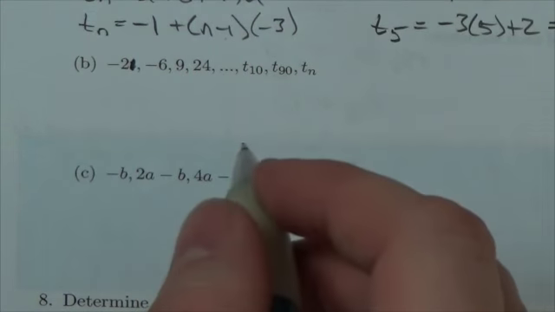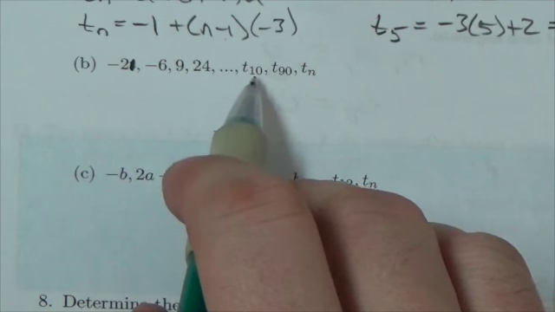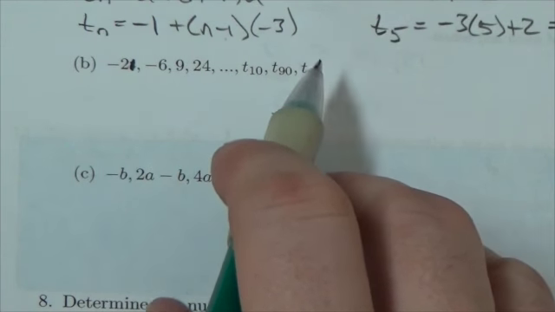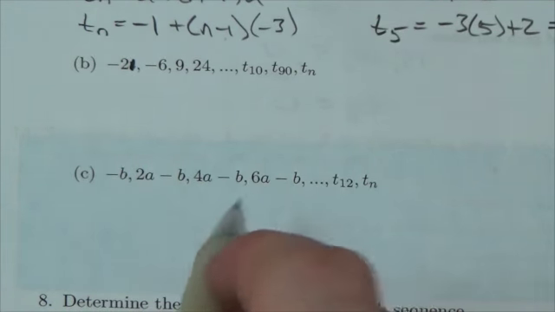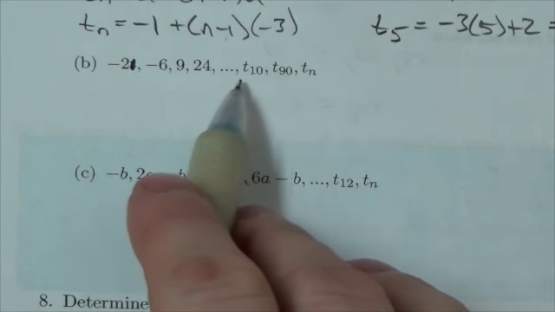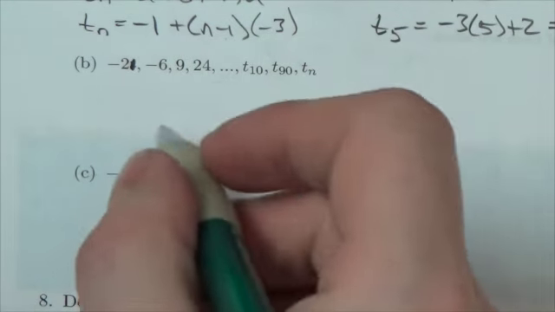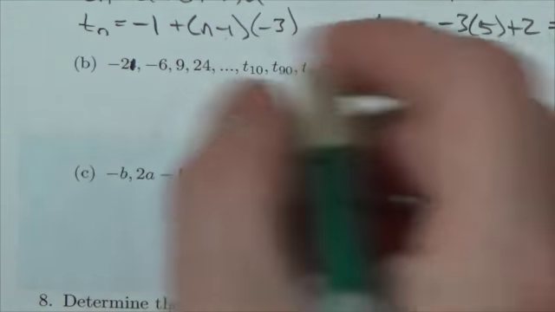All right, question 7b. We're going to determine the indicated term of the arithmetic sequence. I want to know the 10th term, the 90th term, and the nth term. Well, like in the previous question, I'm not going to end on the nth term. I'm going to start on the nth term and then use that to figure out my 10th and my 90th term.